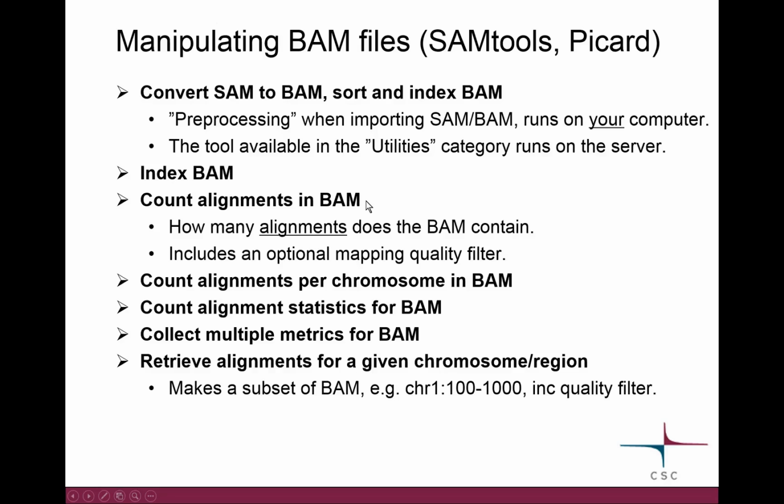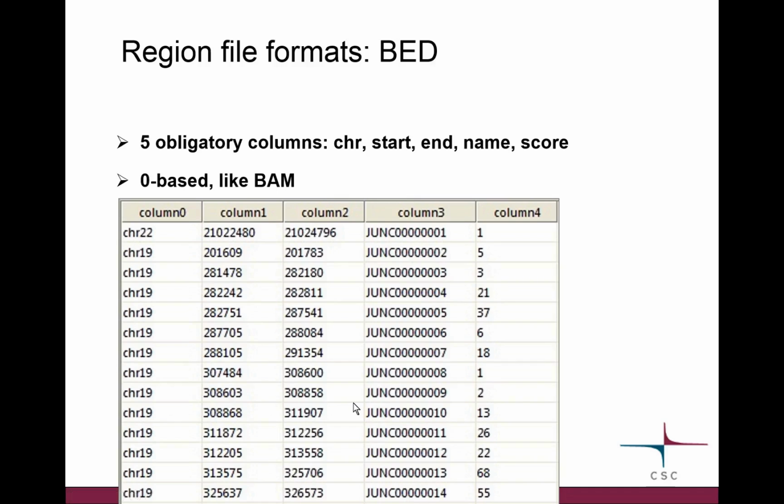And once you have the BAM files, you can do various things with them, so you can check how many alignments, for example, it contains. And I have underlined the word alignments here because I want to remind you that one read can have and will have several alignments. And you can also get other statistics, and you can also make subsets for a certain region if you wanted to.